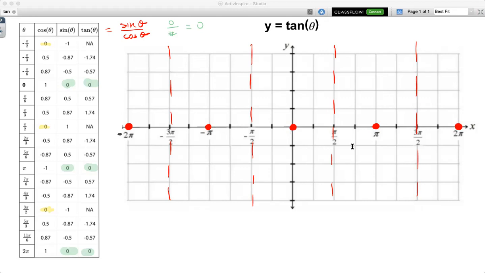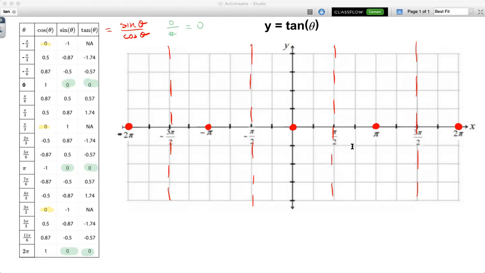The next question is, for what values of theta is tan theta 1? Right, so we just looked at where tan theta was equal to 0. Now we want to know where tan of theta is equal to 1. Well, those we're not going to be able to see on this table, but really, in order to figure out where the tan of theta is equal to 1, we're looking to see when is the sine of theta equal to the cosine of theta, right?